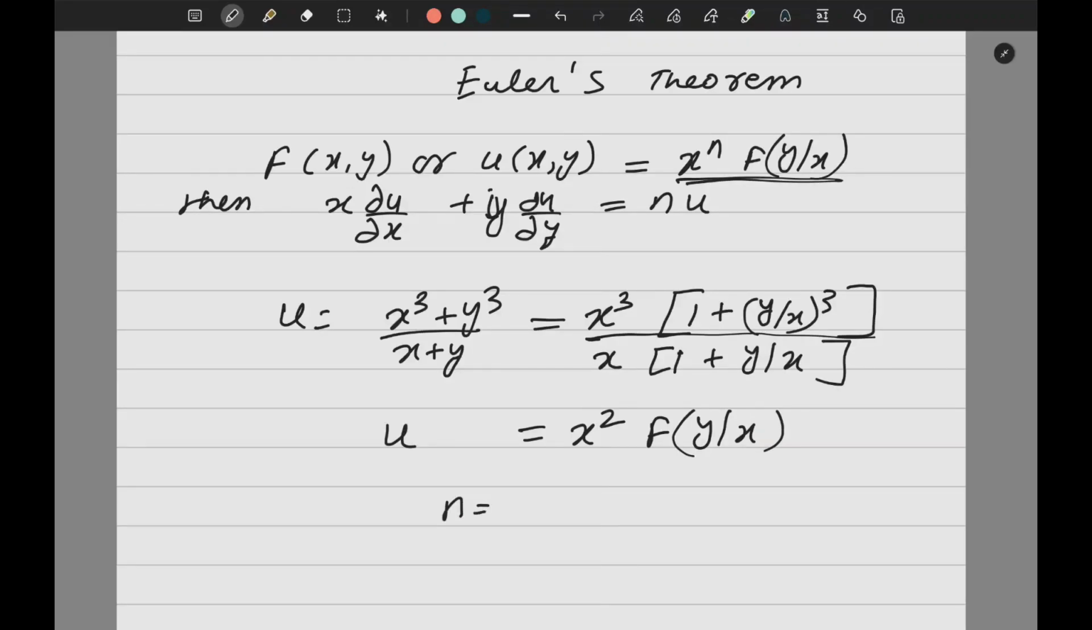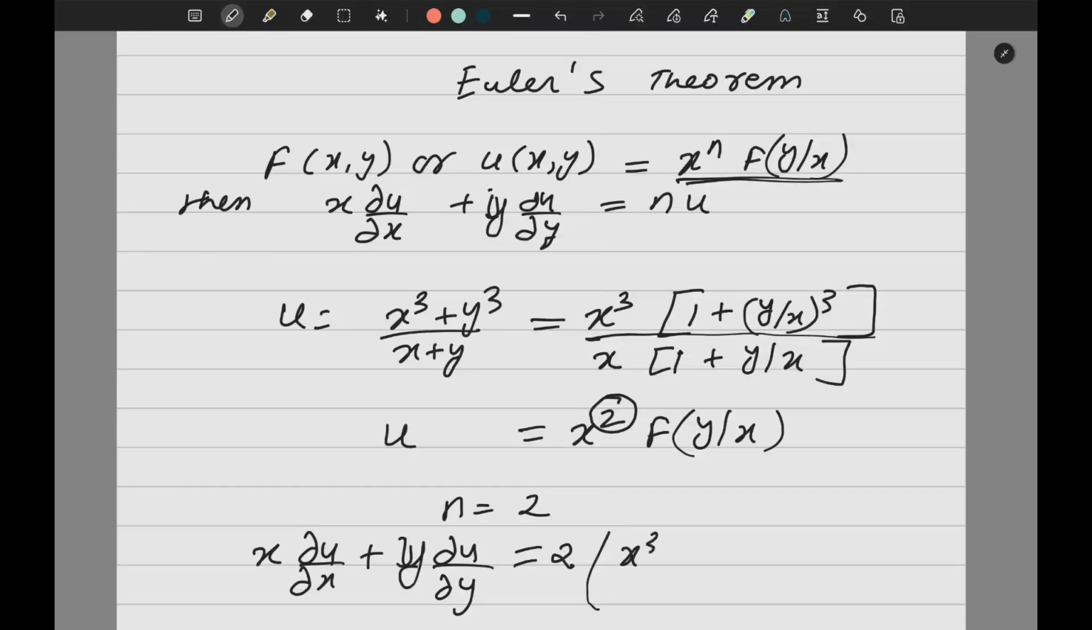Now here n is equal to 2. This power is called n. So I can write by Euler's theorem x ∂u/∂x + y ∂u/∂y = nu, where u means the question itself. So this is a direct question for Euler's theorem.